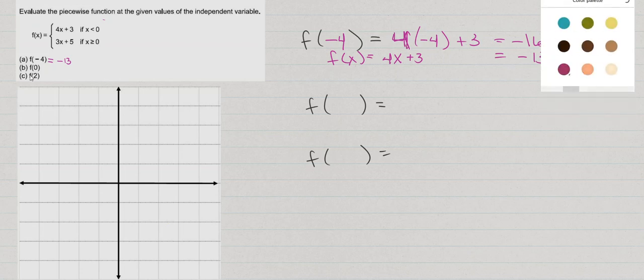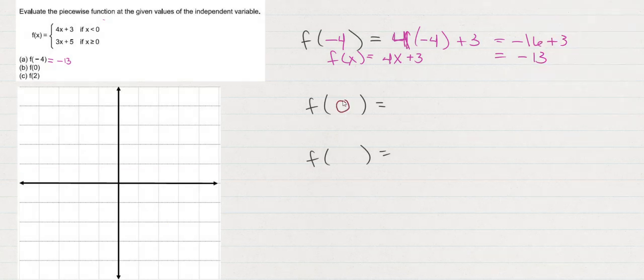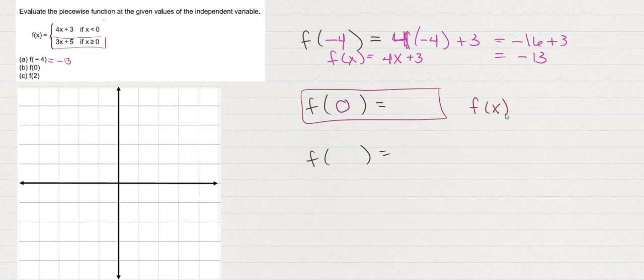So let's look at when x is 0. When x is 0, we're going to use the second piece. We're going to use f of x equals 3x plus 5. So f of 0, I'm going to replace the x with 0, and I get 5. When x is 0, we use the second piece, so that value is 5.